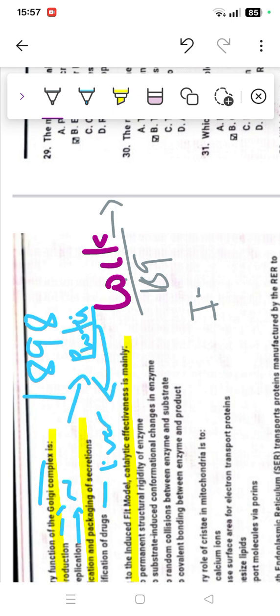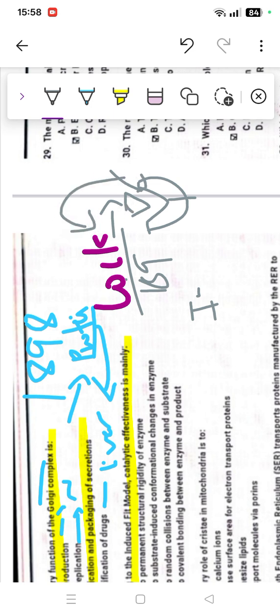Even if we see lock and key, we can easily get it. This means a particular lock can be unlocked by a particular key. So if this is a substrate, we need an enzyme particularly for this shape to fit, right? So this was said by Emil Fischer. Okay, the lock and key model.